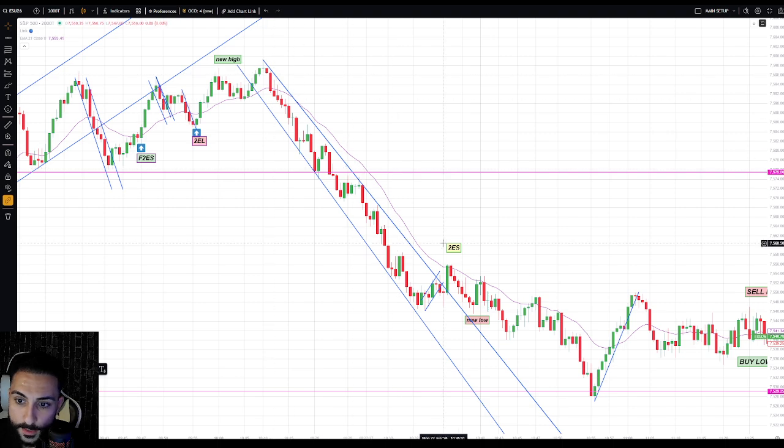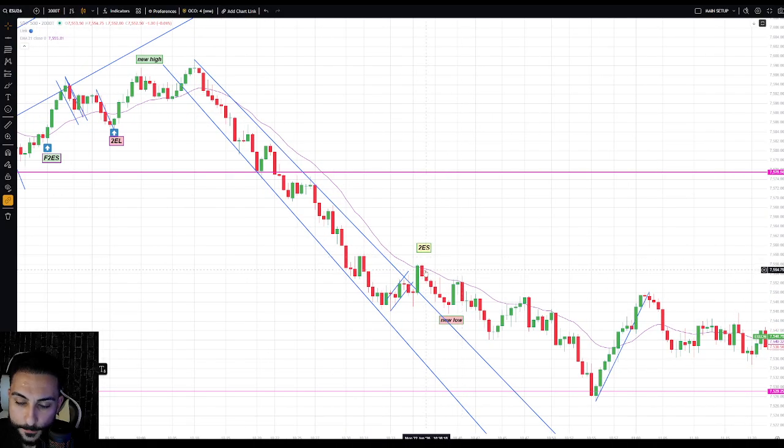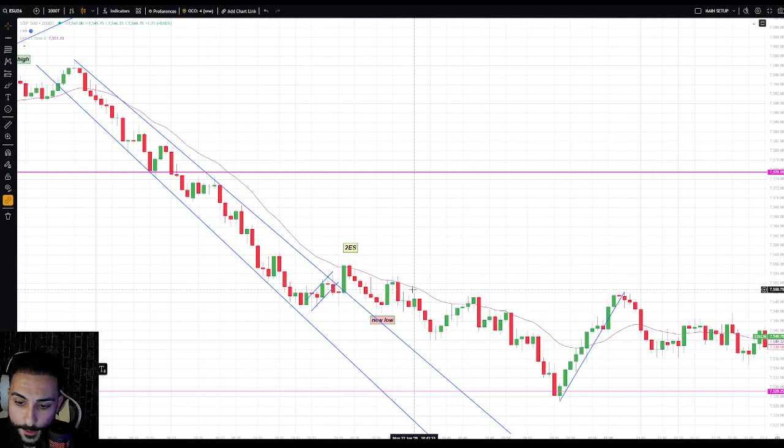It aligns with the EMA, sharp push down. We didn't even touch the EMA. This just shows how strong the bearish presence is. So once we have this drawn, now we can start looking to play the short opportunities, right?